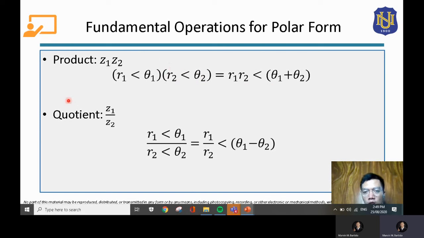Now, for the quotient of complex numbers in polar form, let's say Z1 over Z2, where Z1 is R1 angle theta 1 and Z2 is R2 angle theta 2. If you divide this, you just have to get the quotient of the moduli, R1 and R2, so that will be R1 over R2. And for your angle, theta 2 will just be subtracted from theta 1, so that will be theta 1 minus theta 2. That's how you divide complex numbers in polar form.